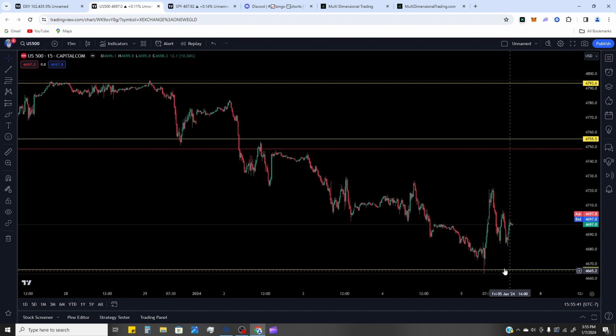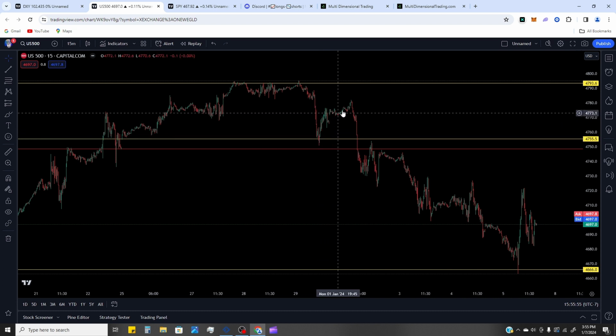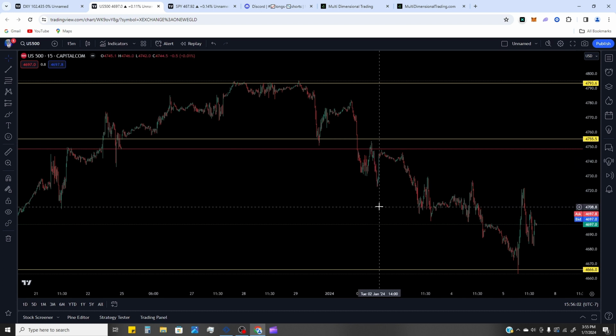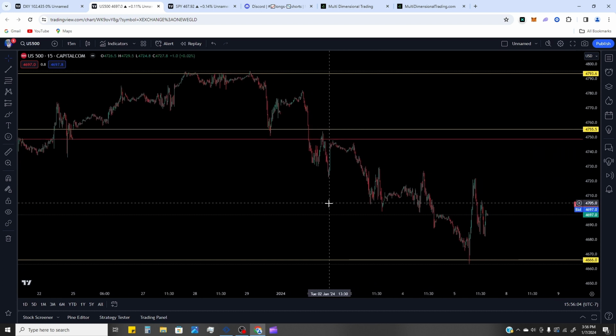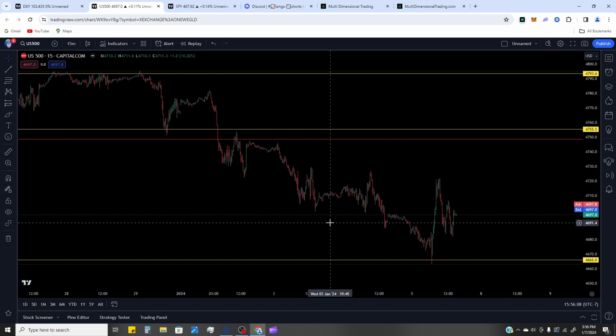Once again, if the price is running down towards that number signal, we're looking for longs. If the price is running up towards the number signal, we're looking for shorts. It is that simple. Okay? It's more simple than people make trading out to be.